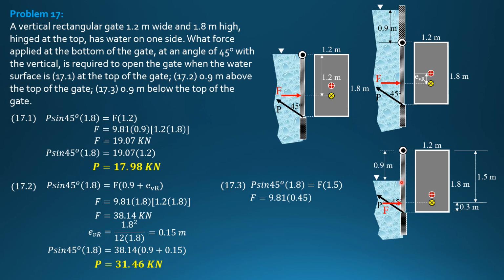So F is 9.81 times 0.45. Area is 1.2 times 0.9. So the depth is 0.9 also. The area that is in contact with the gate is only 1.2 times 0.9. And half of 0.9 is 0.45. That's barred H. So F is 4.768 kilonewtons. Substitute in the above equation. P sine 45 degrees times 1.8 equals 4.768 times 1.5. Solving for P is 5.619 kilonewtons.